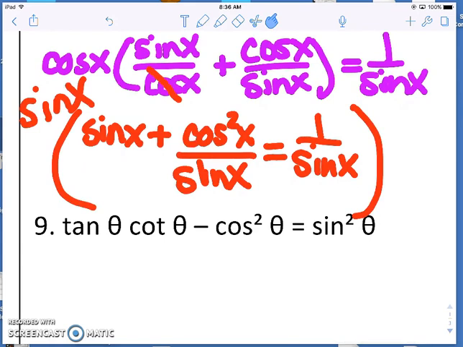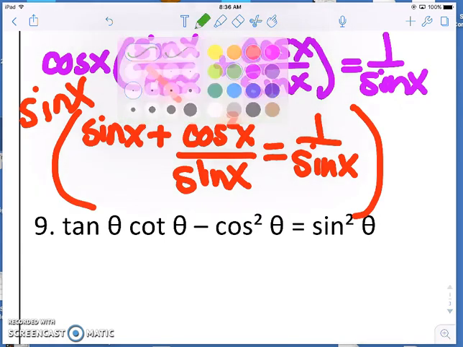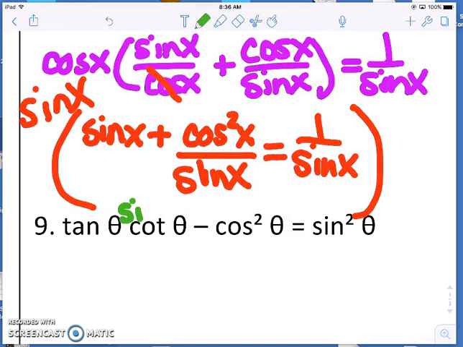Because now let's see if I can fit it in here. Sorry, didn't leave enough space here. So this is sine squared of x plus cosine squared of x equals 1. So that's the Pythagorean identity.